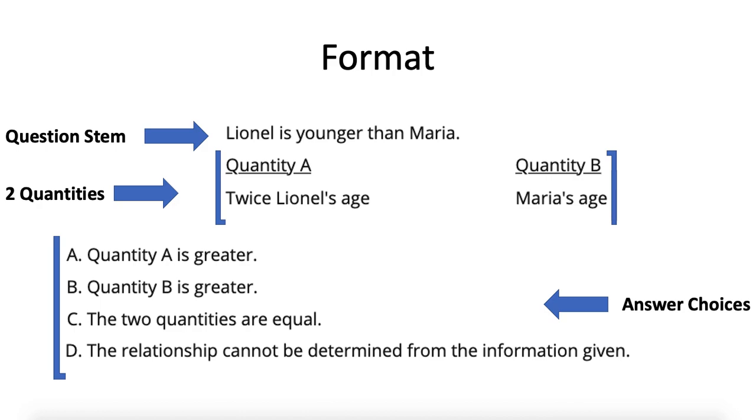Option A means that for each and every condition quantity A is greater. Option B means for each and every condition quantity B is greater. Option C means both quantities are equal in every condition. And option D means this relation cannot be determined from the information provided, because in one scenario quantity A is greater and in another scenario quantity B is greater.